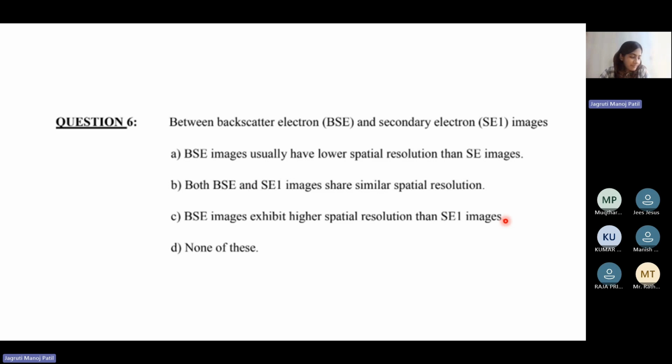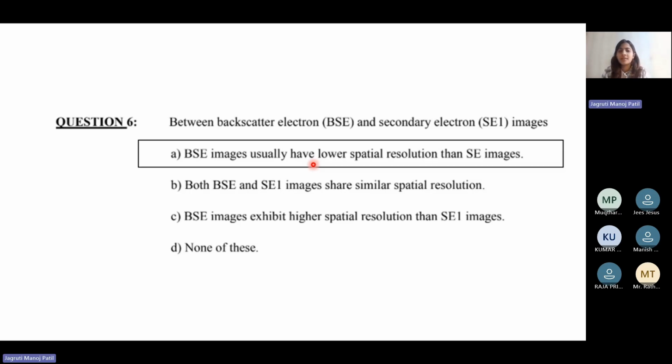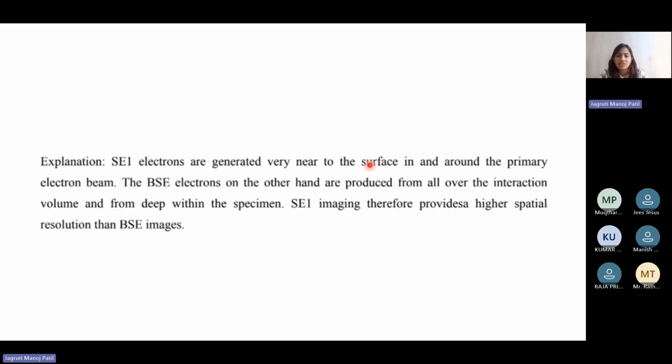You can try answering it. Option A, because backscattered electrons come from depth, so the energy they have is also lesser, hence the resolution would be lesser. But it will tell you information about the structure in depth, compared with the secondary electrons, which are generated near the surface.